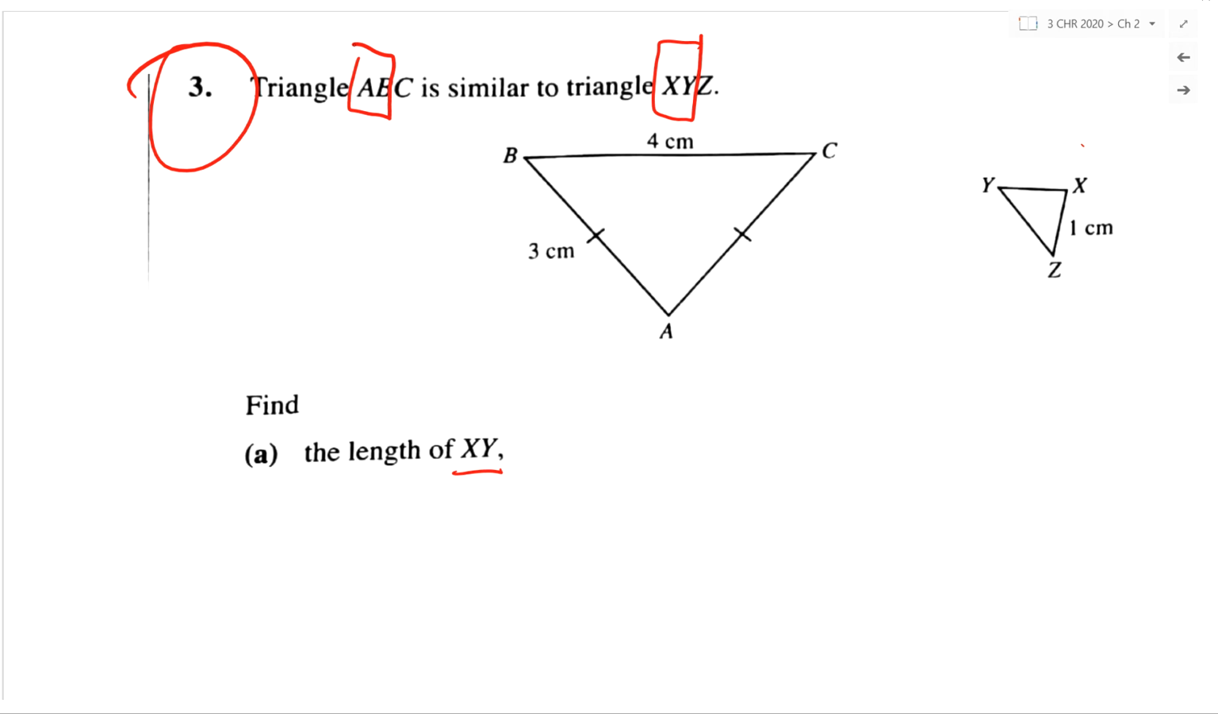Okay? So next question. What is the corresponding side to BC? One of you raising your hand? Yes? YZ. Thank you. You can sit down. So these two are corresponding sides also. Last question for this type of question. What is the corresponding side to AC? XZ. Okay. So these are corresponding sides. Thank you. Please sit down.